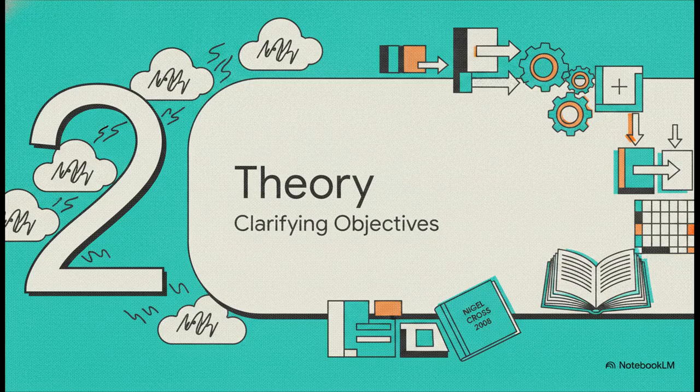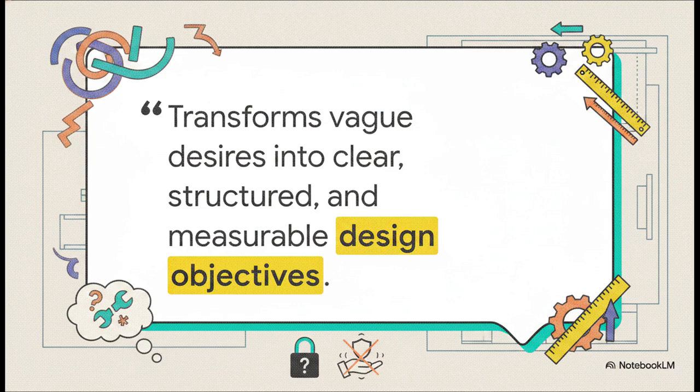That brings us right to section 2, clarifying objectives theory. So how do we actually fix this? Well, we move to our core engineering challenge. We have to transform those abstract consumer complaints into structured design objectives. And to do that, we turn to the clarifying objectives methodology established by Nigel Cross back in 2008.